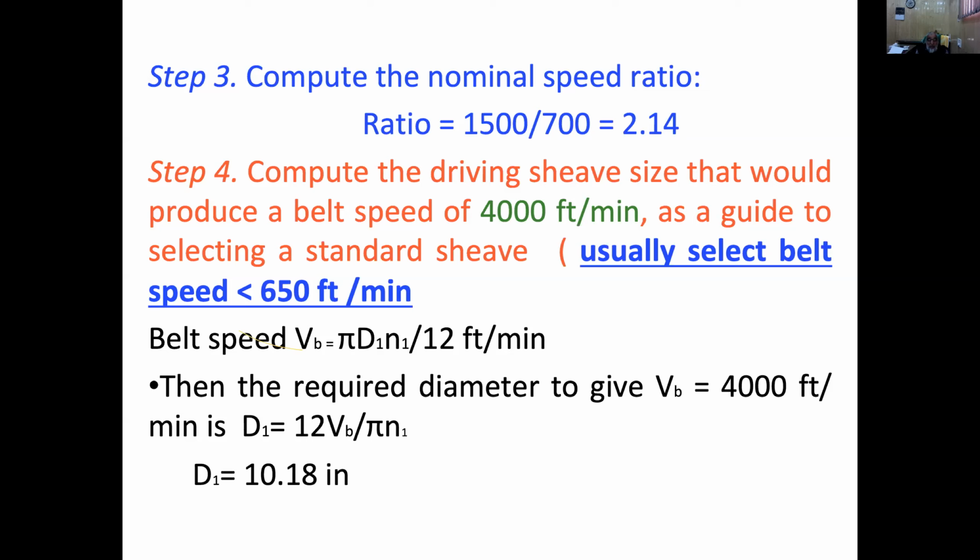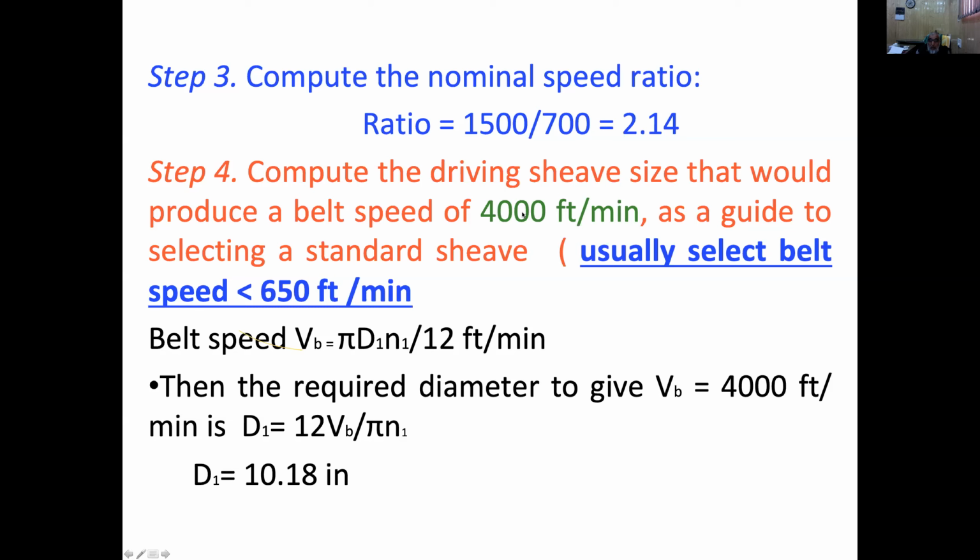Now as a guideline for designing the belt, the maximum speed of the belt is to be taken up to 650 feet per minute. Please listen and remember that you should always take the speed of the belt less than 650 feet per minute, unless it is mentioned that your belt should have this much speed. So as a guideline, you have to select a belt speed less than 650.